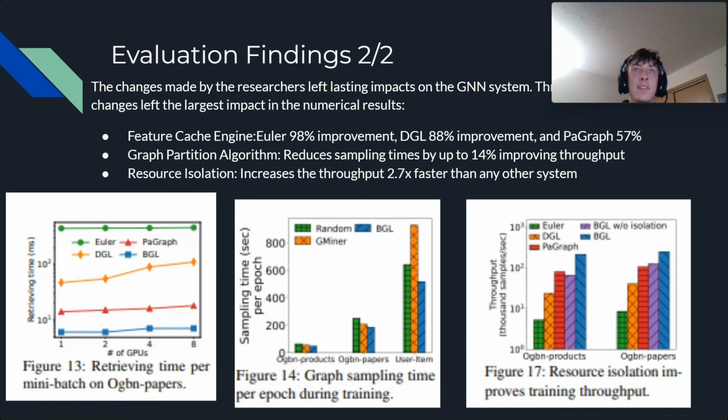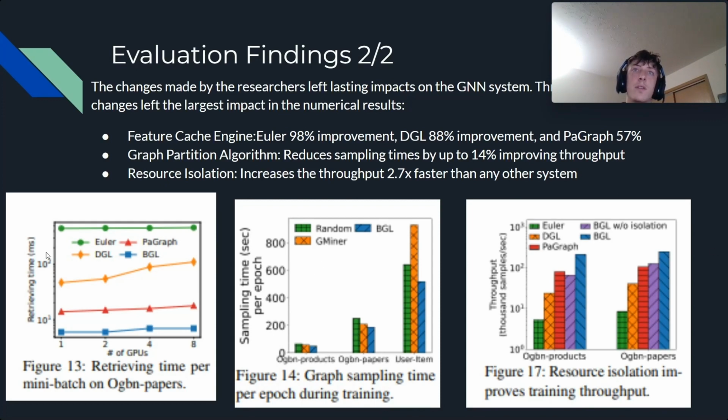When we look back at the changes that the researchers made, we can see that they achieved all of their initial goals. There are 3 main changes that the authors made. First, we look at their feature cache engine. The purpose of the feature cache engine was to improve feature retrieving time in the network.